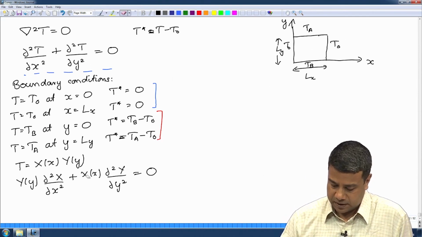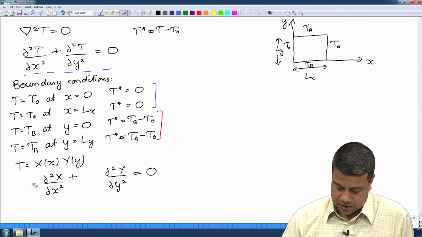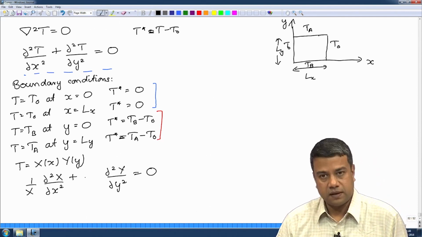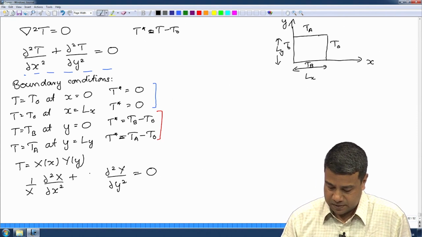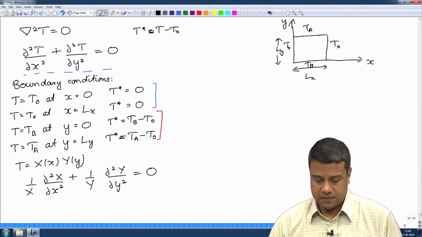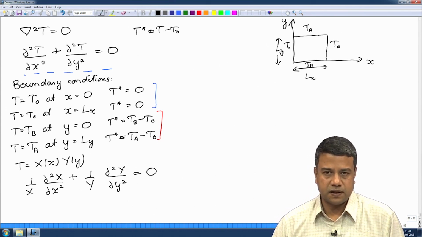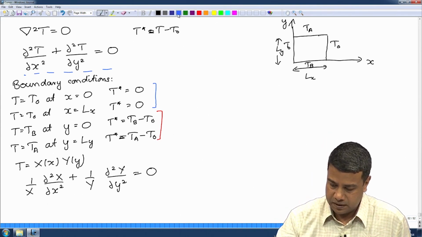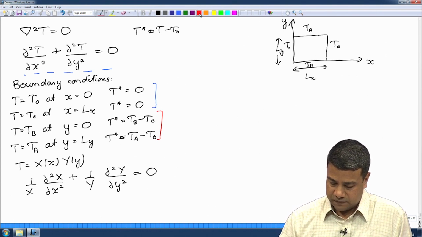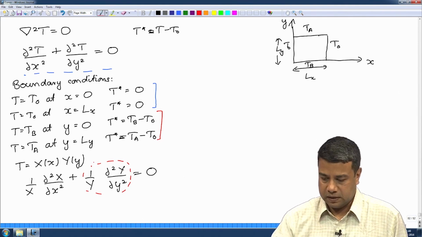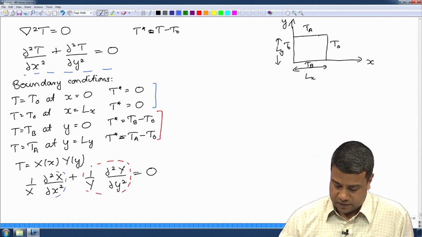Dividing throughout by X times Y, I will get 1 over X d square capital X by dx square plus 1 over Y. So, I substitute temperature as some function of x times some function of y, insert into the equation, and divide throughout by X times Y. Once you do that, you have one term which is only a function of y and the other term which is only a function of x.